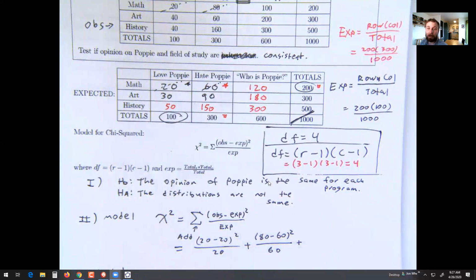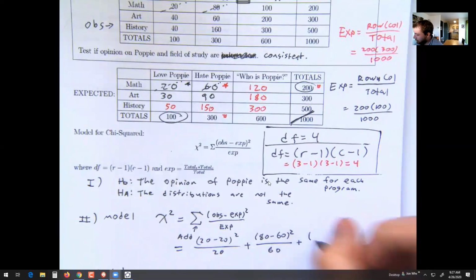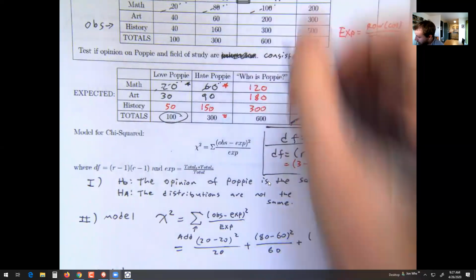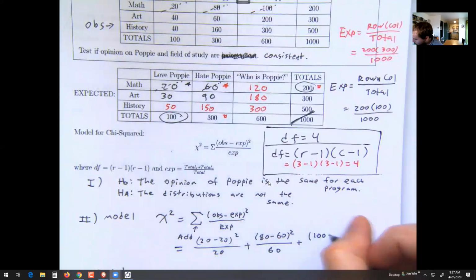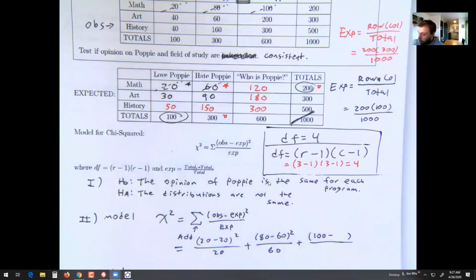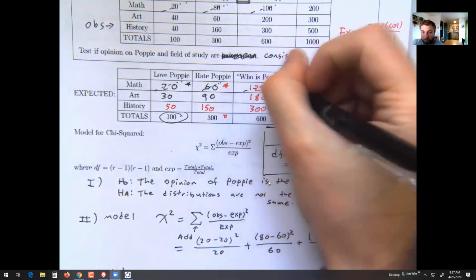Plus, I'm going to set up one more of these, and then I would encourage you to pause the video and then see if you could set up the remaining 6, because I'm only doing 3 of the 9 here. 100. 100 is paired up with the same spot on the other one, 120.